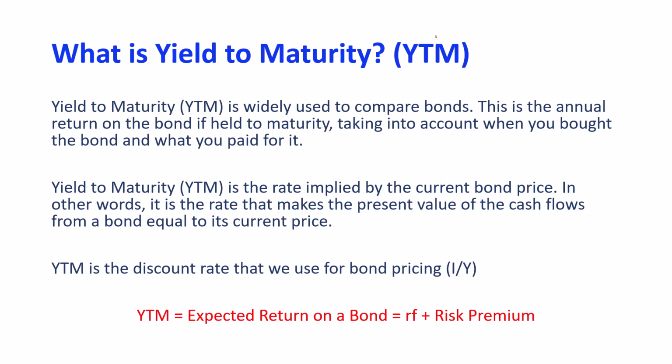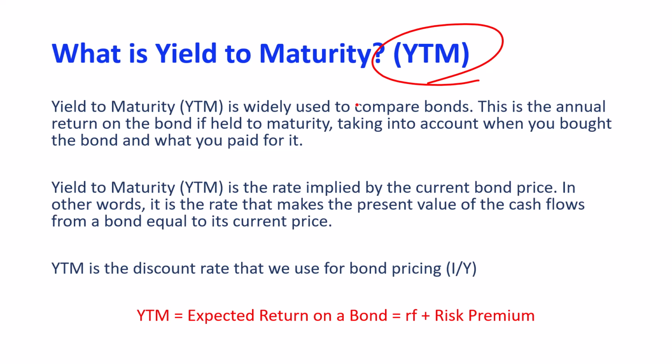Yield to maturity is usually used to compare different bonds because you're usually looking at different investments in terms of the rate of return that they provide to you. So this is an annual rate of return on the bond if you hold that bond until maturity. So if you don't sell it and keep the bond until it matures, the rate of return that you will earn on the bond would be this yield to maturity for the bond.